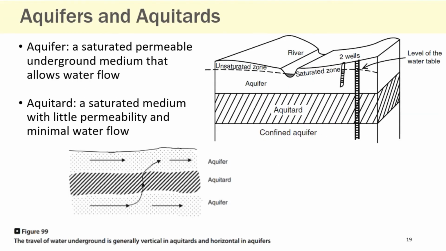An aquifer is an underground medium permeable enough to allow the water to circulate, typically resulting in a horizontal water flow. An aquitard is an underground medium with little permeability and therefore tends to have minimal water flow. This water flow, when it does happen, is typically in a vertical direction instead of horizontal. Aquifers have a higher permeability, higher porosity, hydraulic gradient, and water velocity than aquitards. And due to the minimal water flow in aquitards, advection and dispersion are minimized.